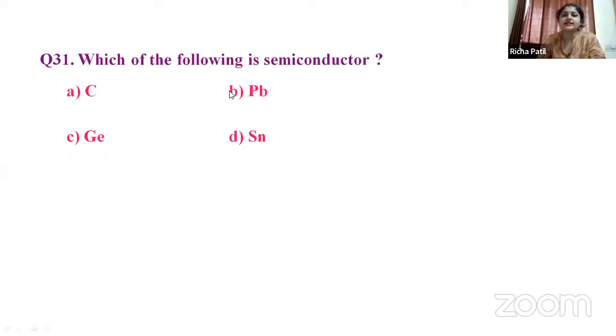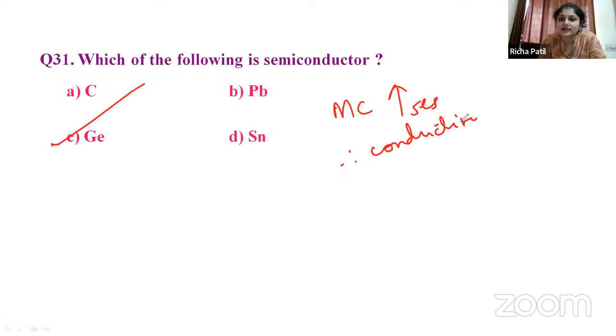Which of the following is a semiconductor? Carbon, lead, germanium, and tin. Which among these is a semiconductor? Yes, it is germanium. As you go down the group, metallic character will increase, therefore conductivity also increases. So germanium is a semiconductor.